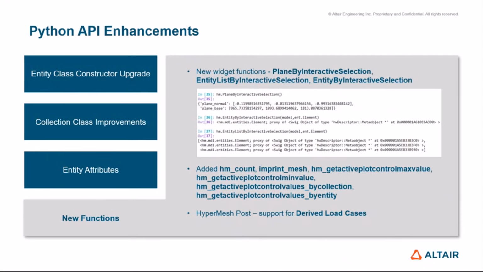We also pushed and worked on some goodies for HyperMesh Post. So now the results plotted in HyperMesh Post can be queried directly in Python using a series of plot control values commands that you see on the screen. And also users can now generate or define derived load cases using Python API. So all in all, I really hope that you will enjoy all the new stuff in HyperMesh Python 2025.0.